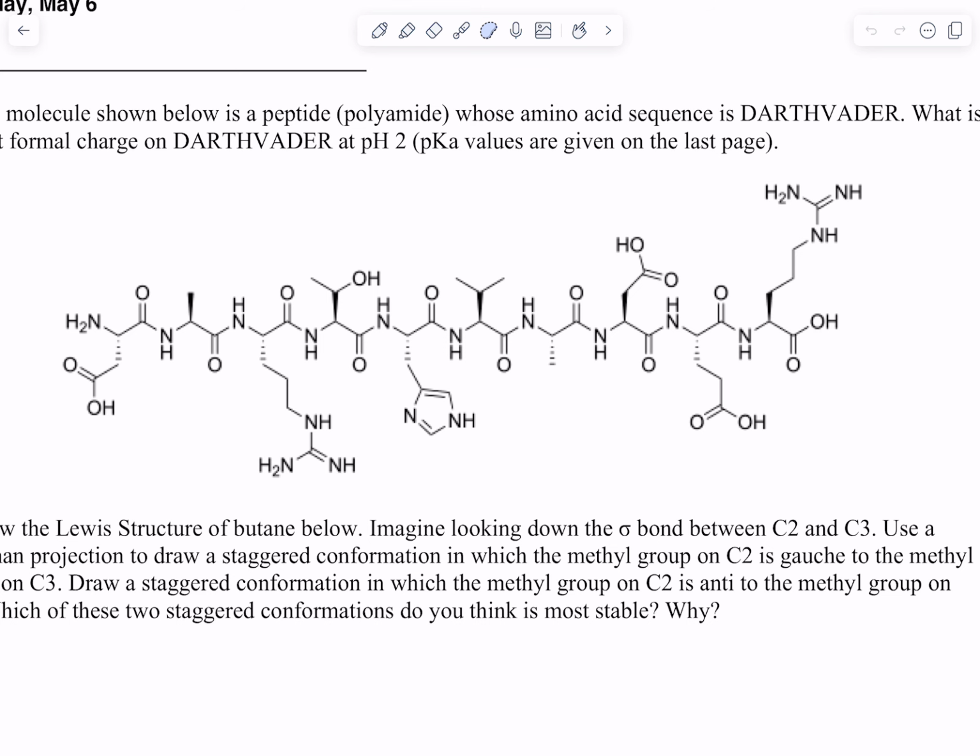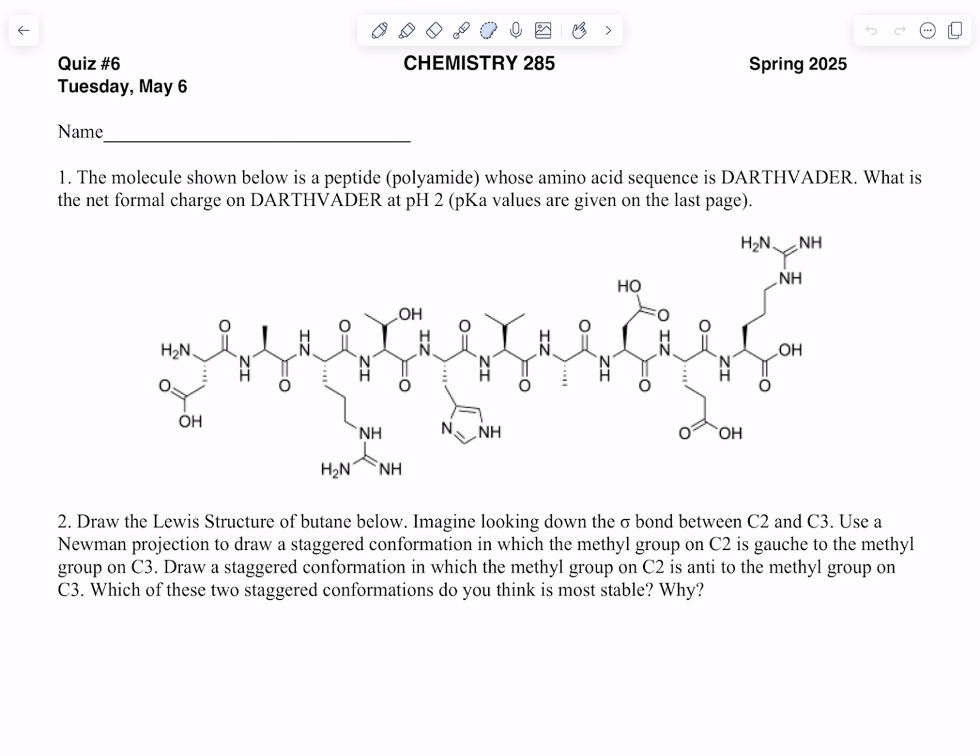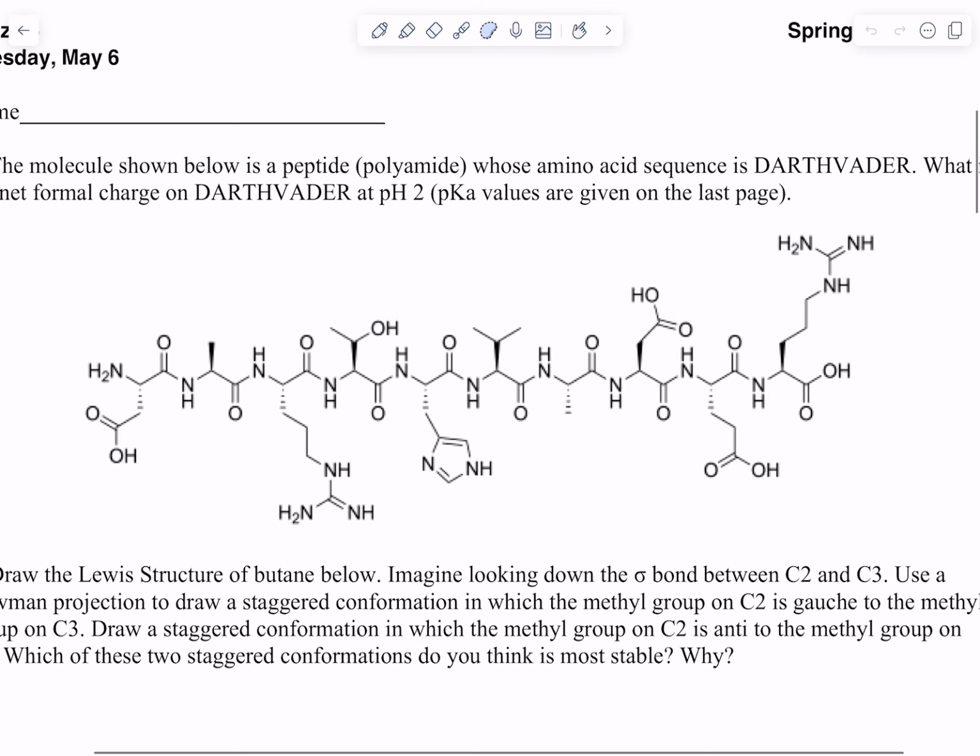A peptide or polyamide from your quiz is a polymer of amino acids. You don't need to worry about that. We're going to talk about peptides later. Each amino acid in this large molecule has a one-letter code, and this one's name is Darth Vader, if you have the one-letter codes. It doesn't look anything like a Sith Lord, but it does have lots of groups on it that can either gain a proton to become positively charged or can lose a proton to become negatively charged, like we talked about last time.